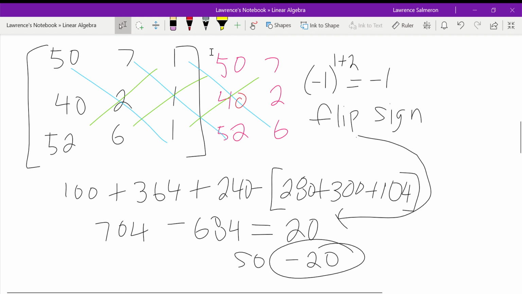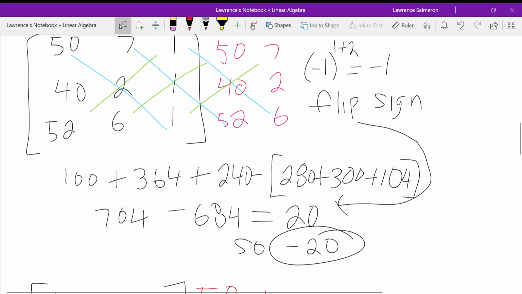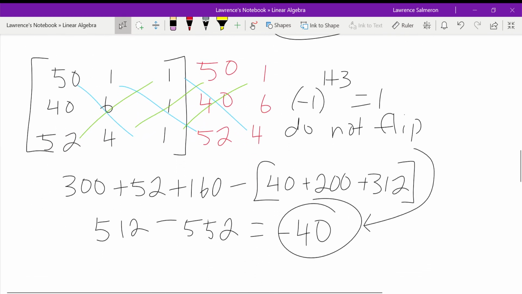Just like I did last time, I wrote the last 2 columns out on the outside, and I did my multiplication, did my subtraction. I get 20, flip the sign to negative 20. So I have done that. Moving my way down the columns, now I'm going to do row 1, column 3. So there's the math on that one.